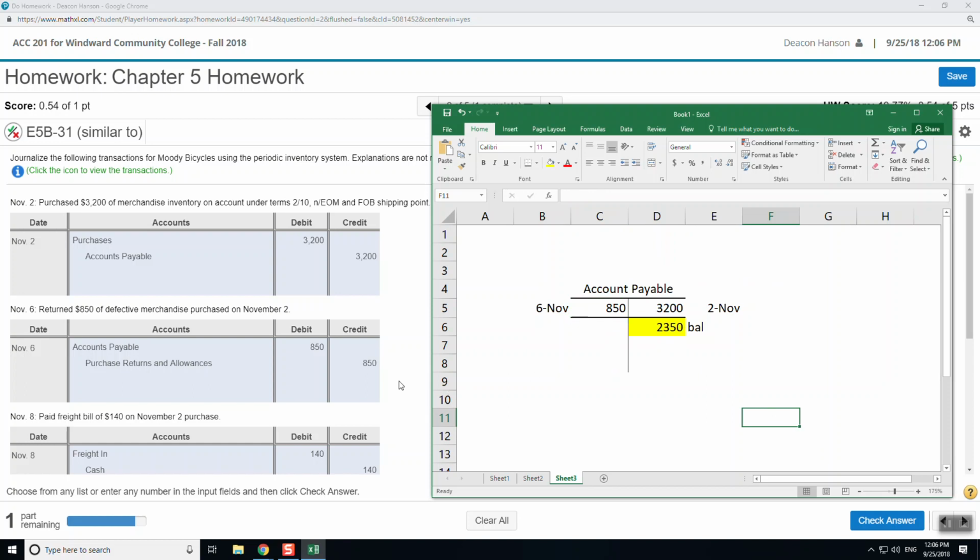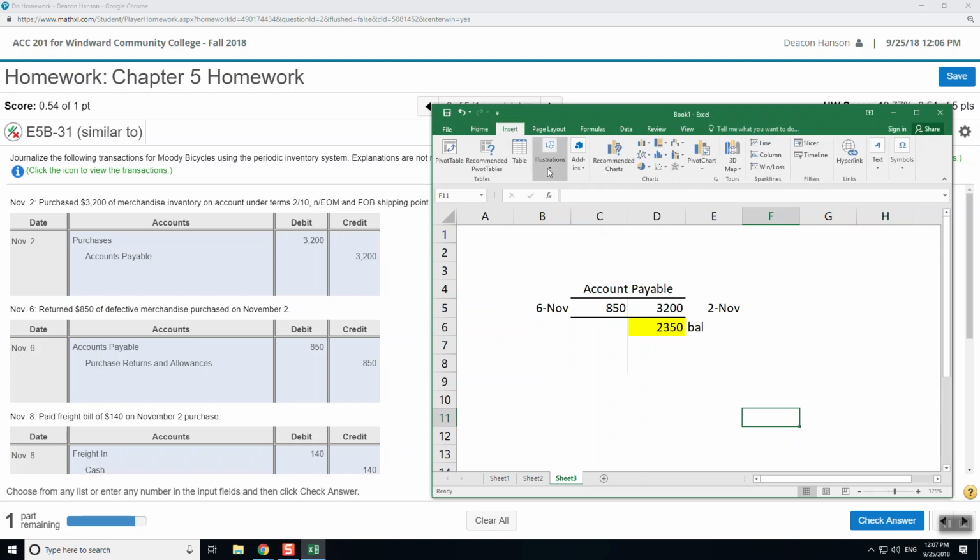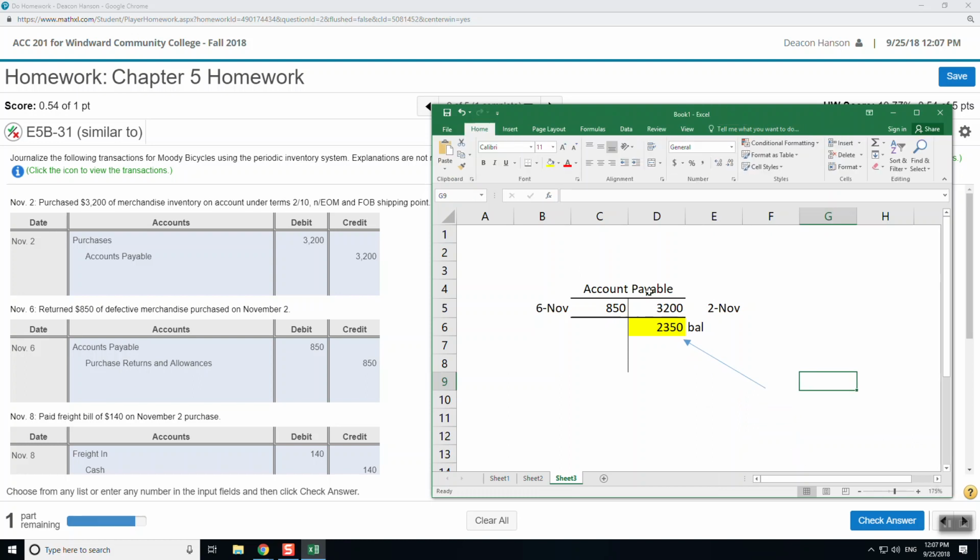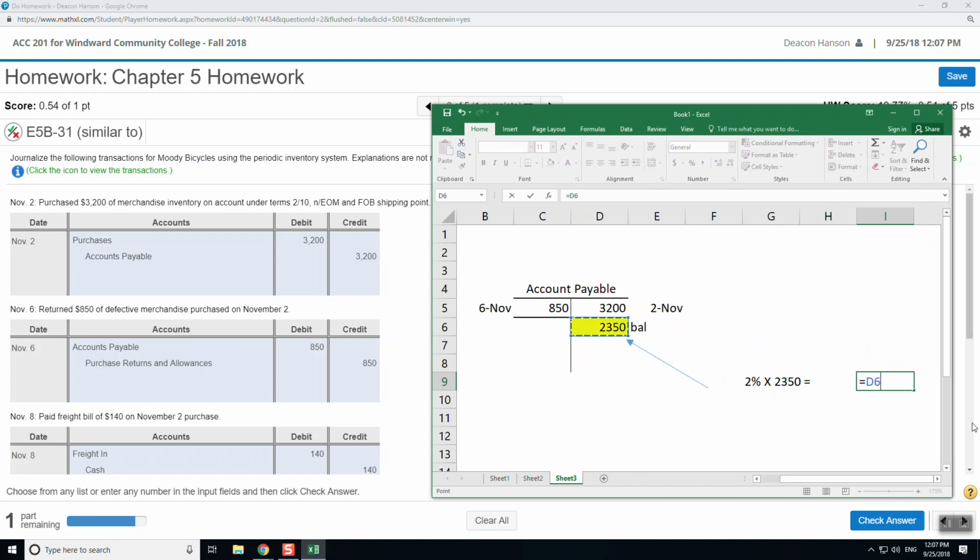Now, of course, we're going to get a discount because we're paying within 10 days. See up here? 2% if paid within 10 days. So I'm going to go ahead and compute the discount. I'm going to take a discount on that balance, not using the 3,200. Because I no longer owe 3,200, I'm going to take a discount on 2,350. So a 2% discount would be 2% times 2,350, and it's nice in Excel, you can just reference it. So we're going to get a $47 discount. That's the discount amount, and that's going to be a purchase discount.